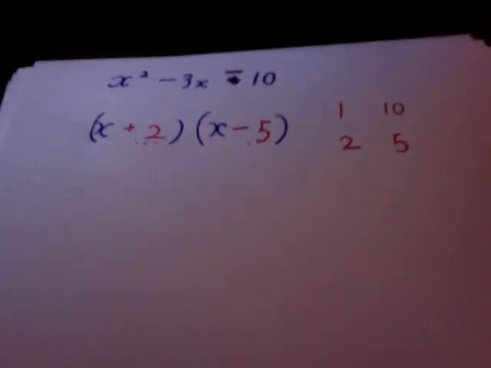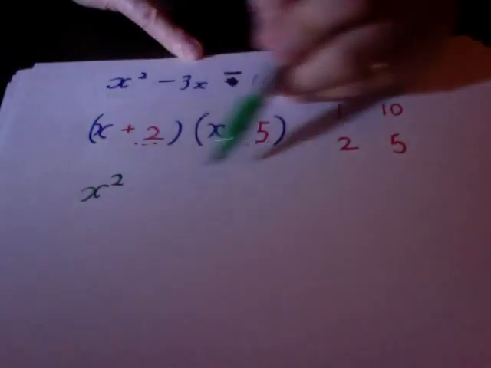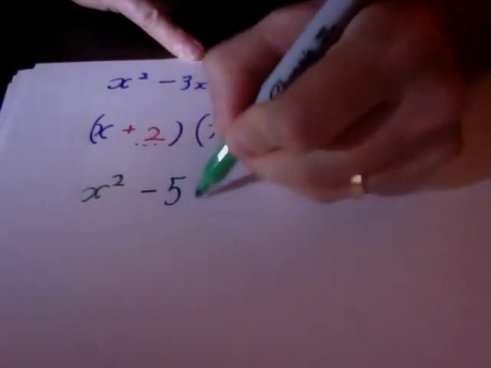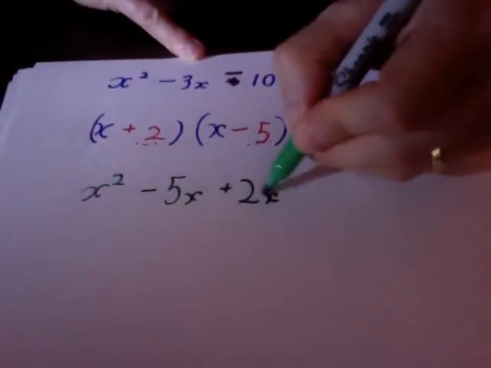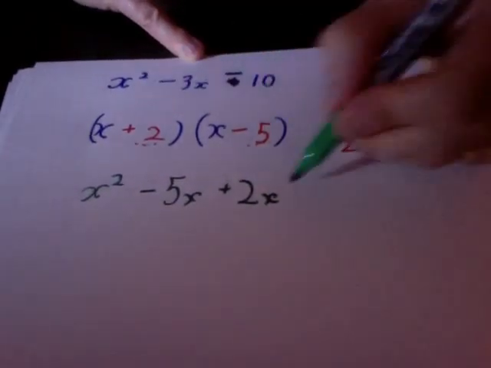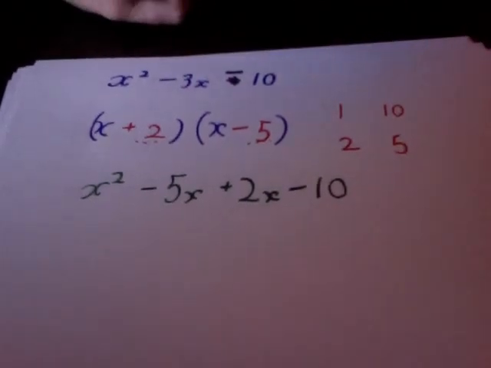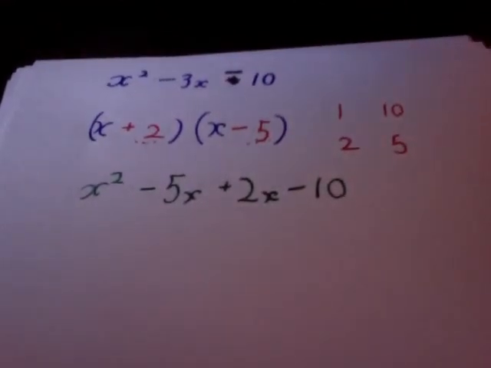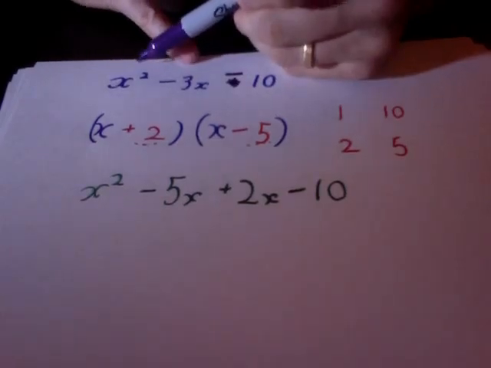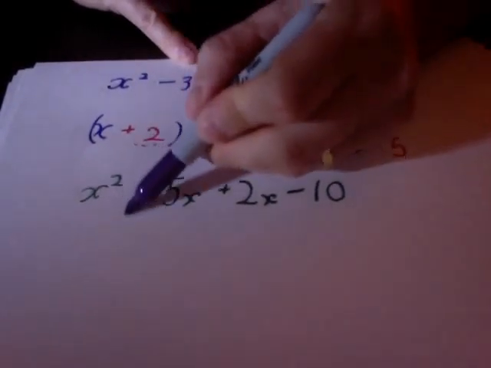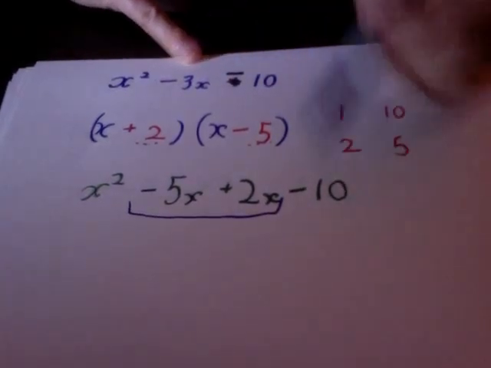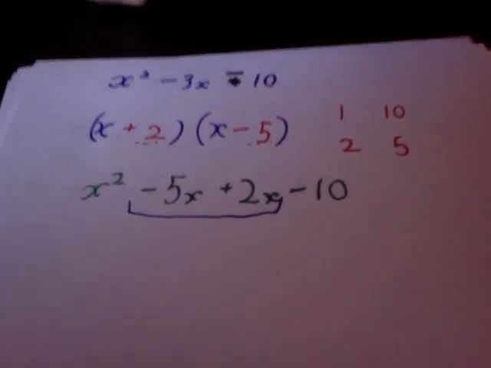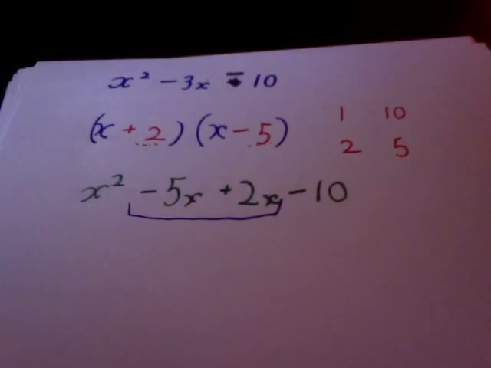Let's just check how that works. First pair, x squared. Outside pair, x times negative 5x. Inside pair, positive 2 times x. And last pair, positive 2 times negative 5, negative 10. Once again, we can see that the x squared here is the same as x squared here. The negative 5x and the positive 2x together combine to give us the negative 3x we wanted, and the negative 10 is the negative 10 all along. And there we go.